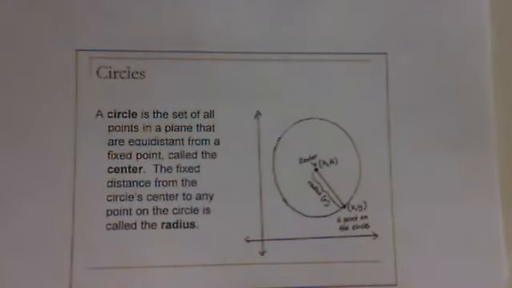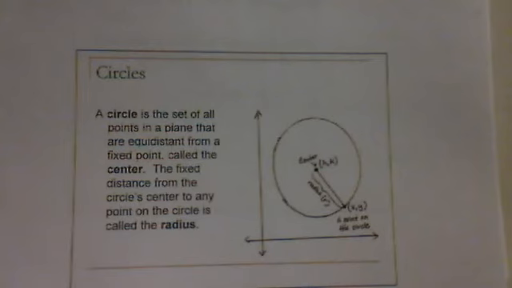All right, next we'll look at circles and how to graph circles. A circle is the set of all points in a plane that are equidistant from a fixed point, which is called the center.